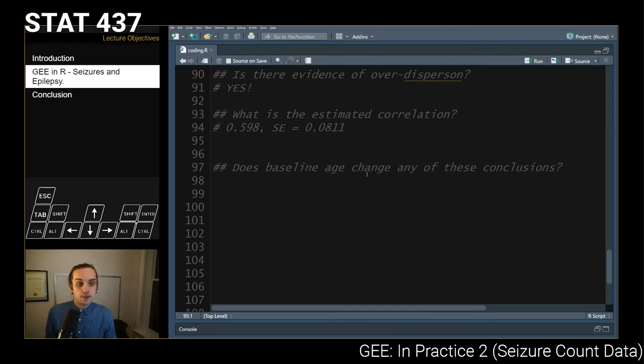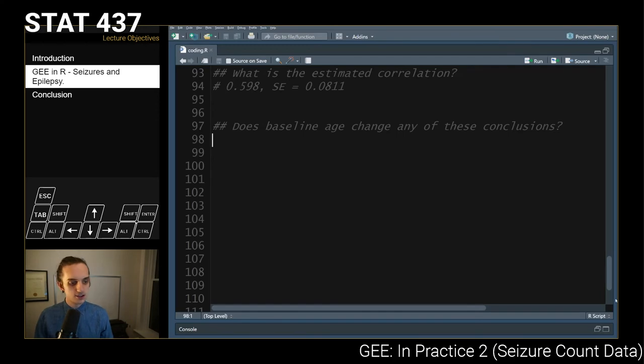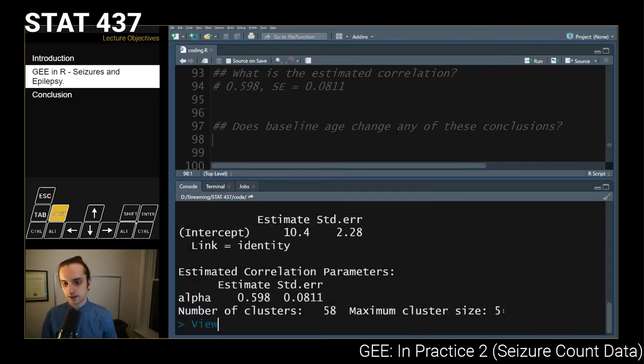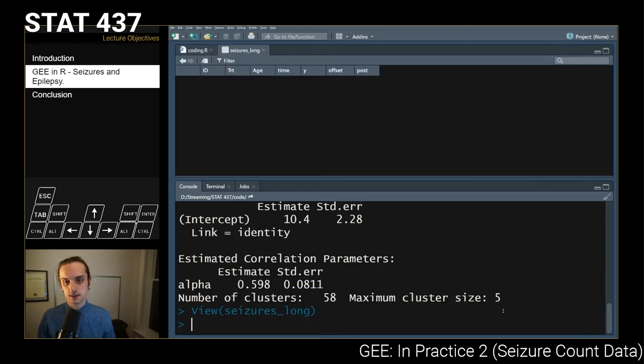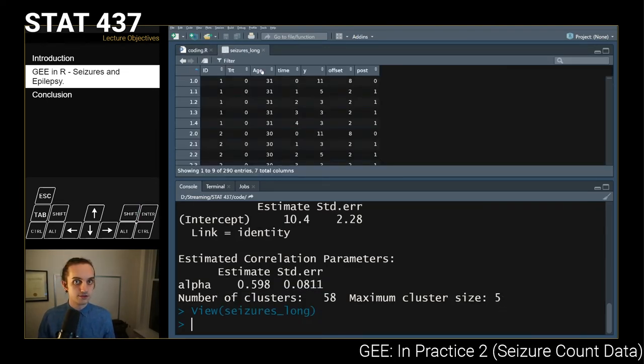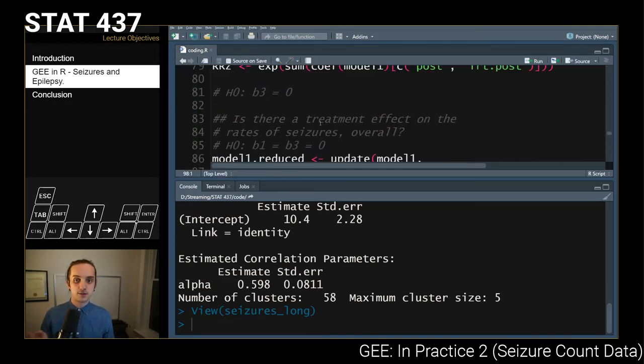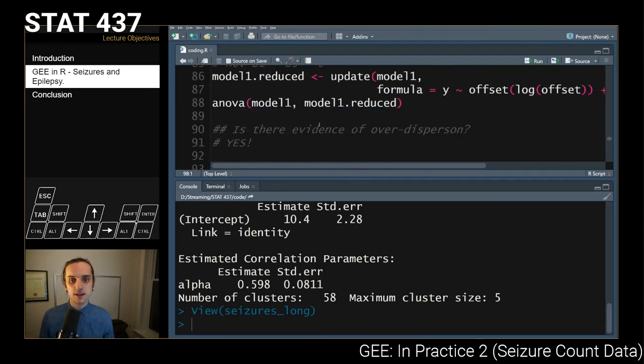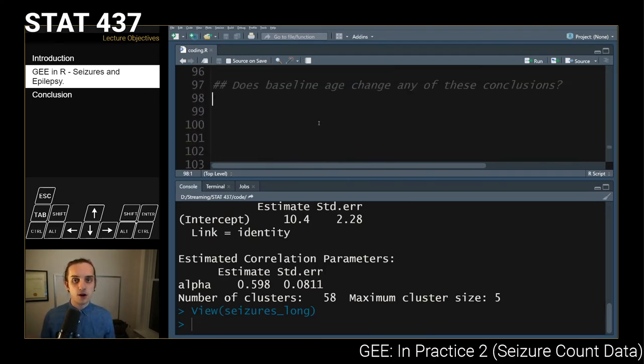Okay. Now, my last question is, does baseline age change any of this, right? If I actually view the data, if I go view of seizures long, you can see that we have this age factor. That's how old the person was when the study started. And the question is, we've just answered a bunch of questions here. If we had included age in the model, would any of these conclusions have been different?